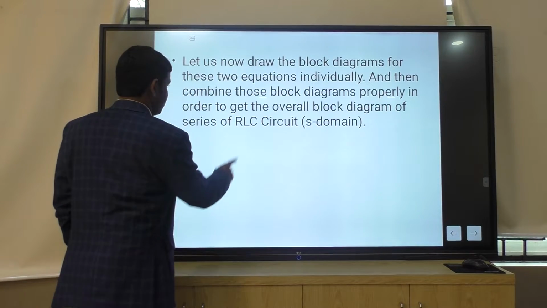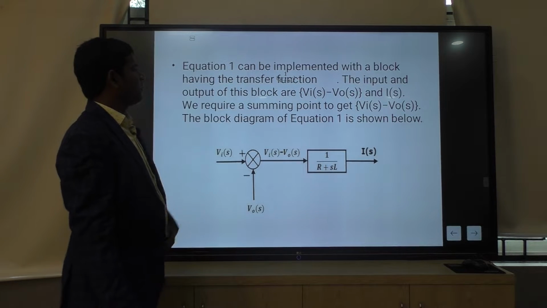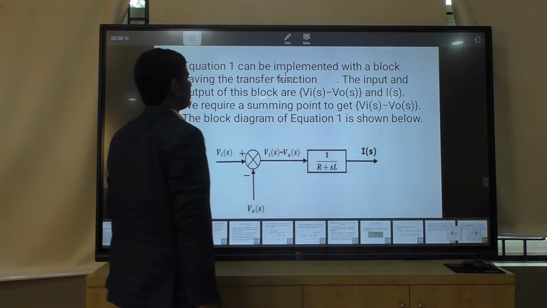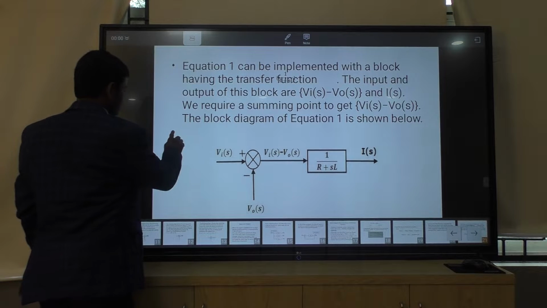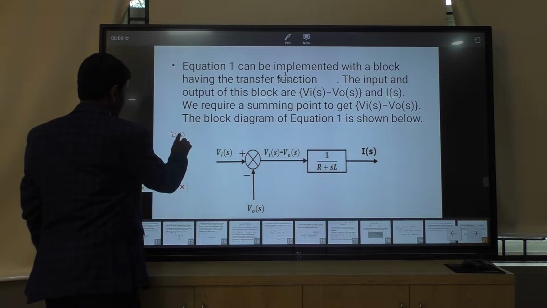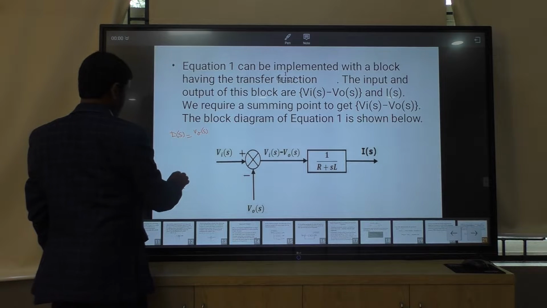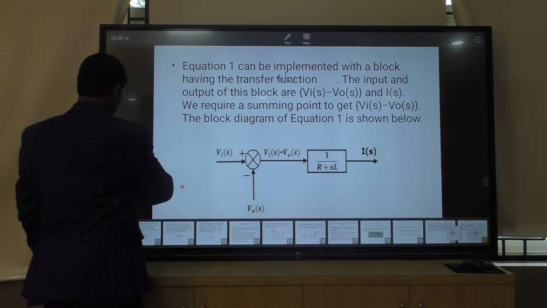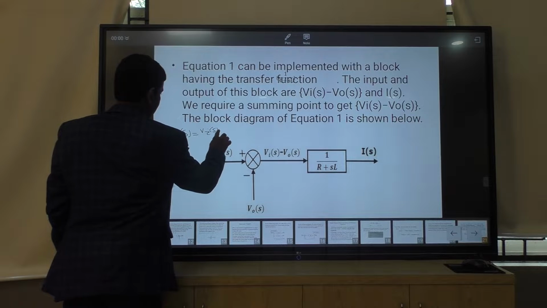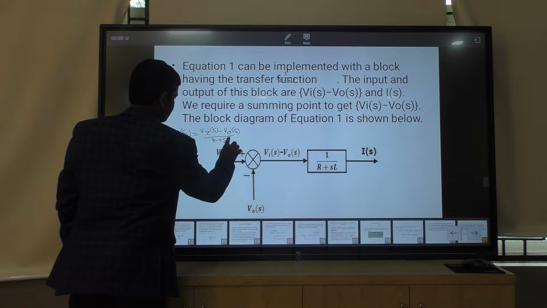So you see here, that is written here. Equation 1 can be implemented here. What was equation 1? If you write here, equation 1 was Is is equal to how much? Equation 1 is equal to VIS minus V naught S by R plus SL.